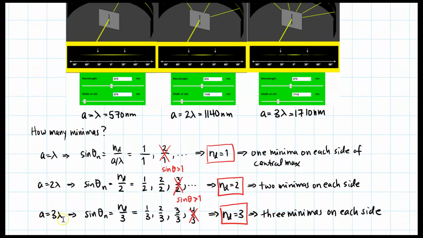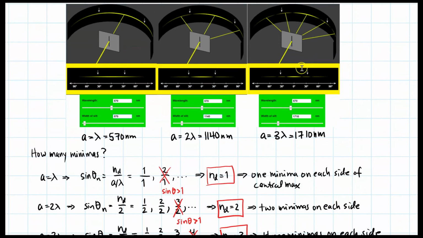For a equal to 3 lambda, I get ND divided by 3, the diffraction parameter. I get 3 before the sequence truncates, so therefore I have 3 minimas on each side. So if I look at this right here, you can see that I got 1, 2, 3. If I look at the picture here, I got 1, 2, 3.